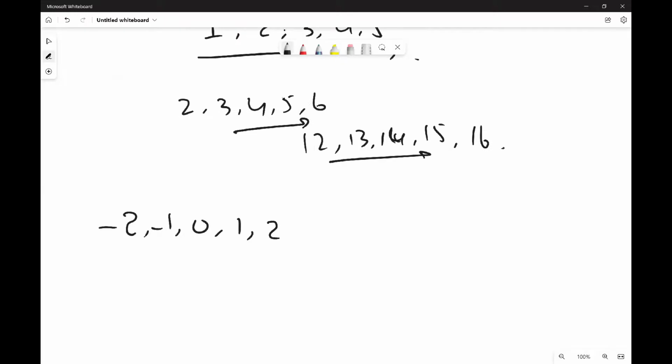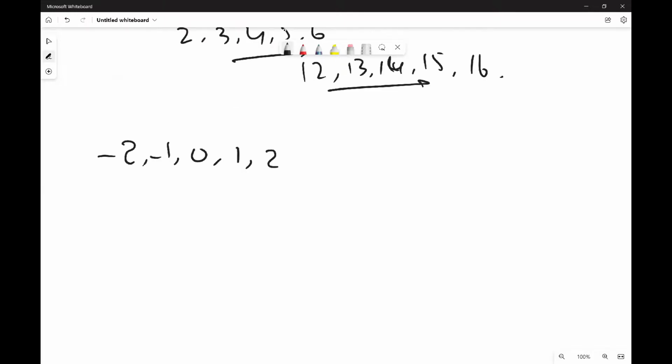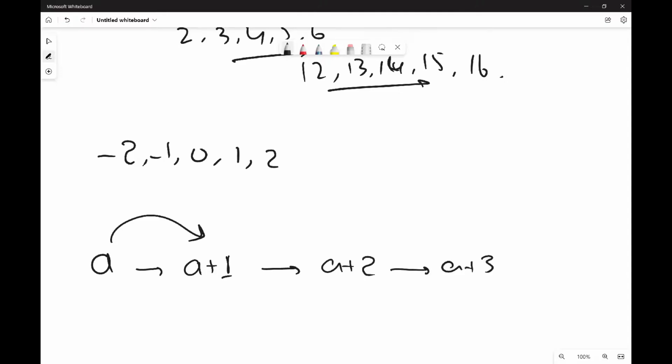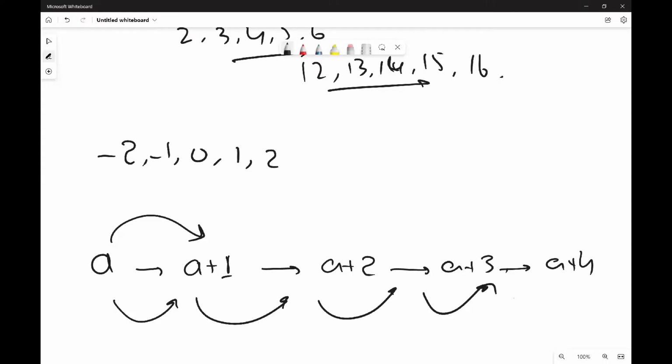What if we represent these consecutive integers in the form of expressions? For example, A. The integer after A must be 1 greater than A, so we'll write it as A plus 1. The integer after A plus 1 will be 1 greater than A plus 1, so A plus 2, then A plus 3. If you're not given a specific integer and you're simply asked to write consecutive integers as expressions, you add 1 to every preceding integer to get the new one.